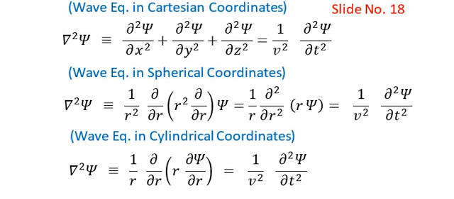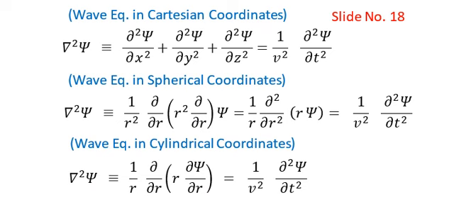In the previous slide we have written down the del square operator for the Cartesian coordinate system, the spherical coordinate system and the cylindrical coordinate system. Now we have given their expressions. We have used del square in the wave equation. So the first row is the wave equation in the Cartesian coordinate system. The second mathematical equation is the wave equation in the spherical coordinate system.